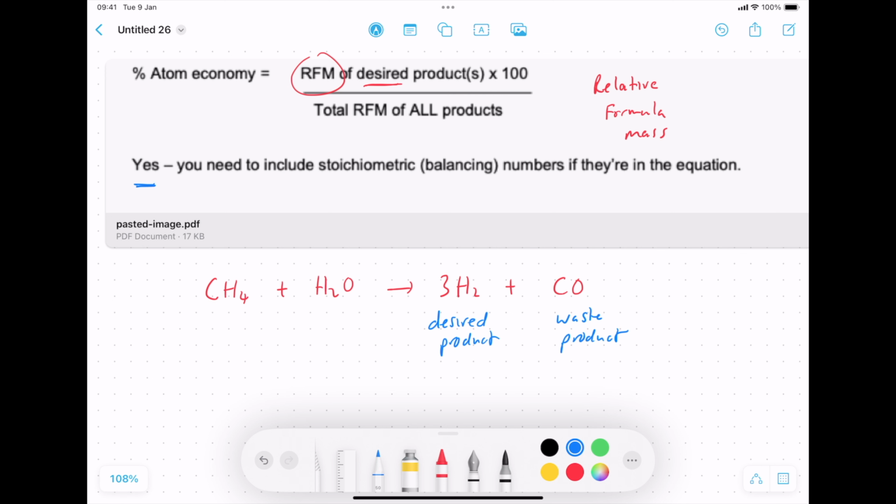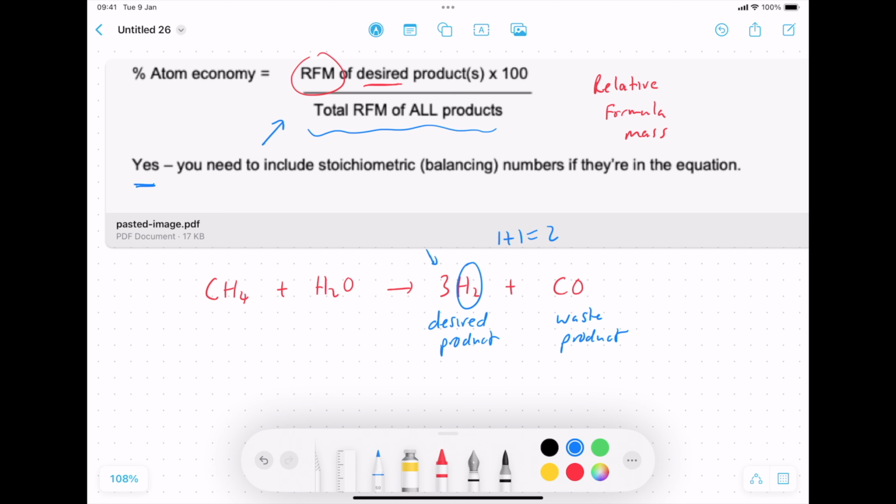If we look at this statement, yes, you need to include stoichiometric balance numbers if they're in the equation. What that's referring to is when you're working out the RFM of the desired product, which in this case for hydrogen would be 1 + 1 = 2. If there's a balancing number before that, you need to include it in the calculation when you put it into the atom economy formula. So if you're making multiples of the product, that needs to be put into the formula as well. Let's take a look at a typical example.